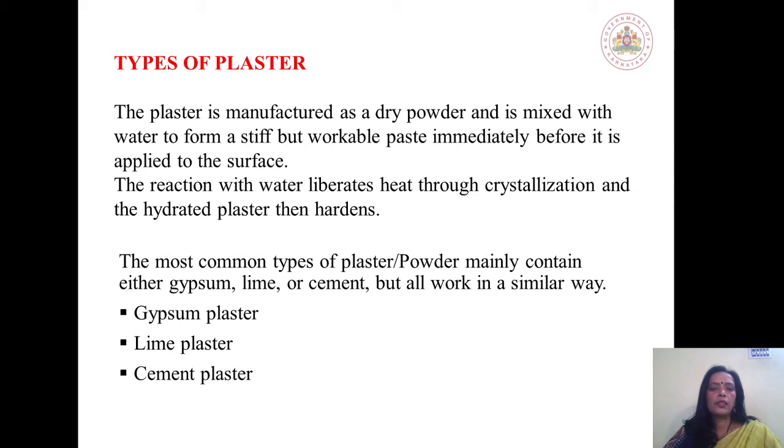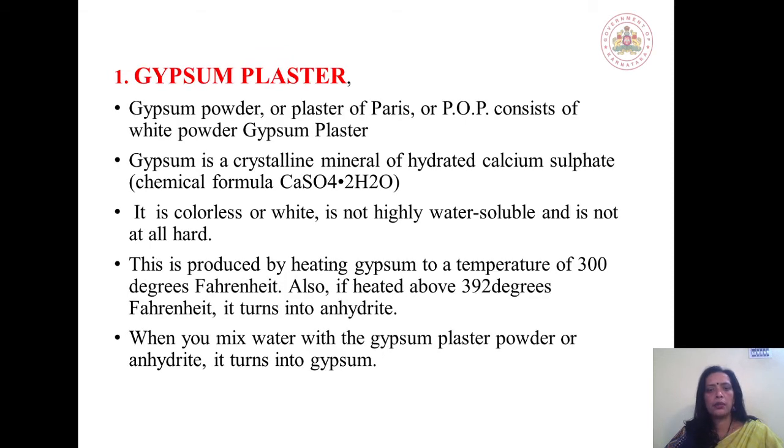The types of plasters can be classified. Plaster is in powder form; you mix it with water, it forms a paste, and it releases heat during crystallization, and when the crystallization heat dissipates it helps in setting and hardness forms. So how do we classify these plasters? We classify them as gypsum plaster, lime plaster and cement plaster.